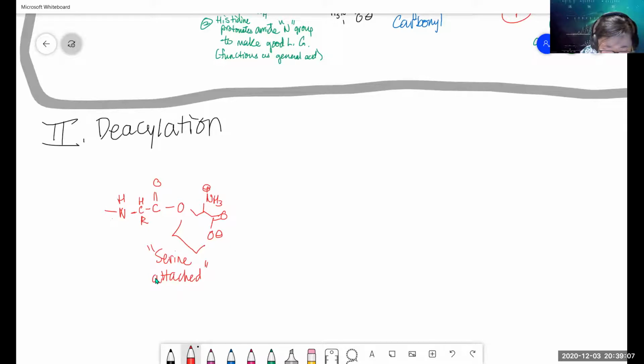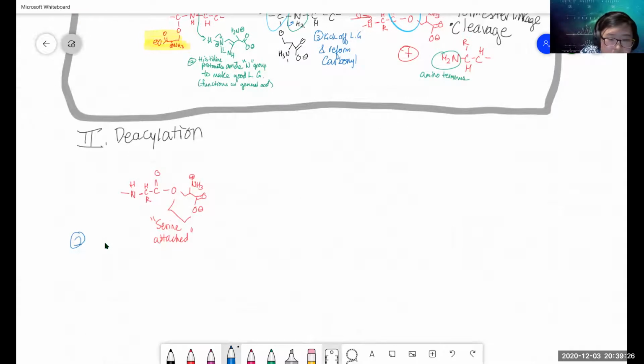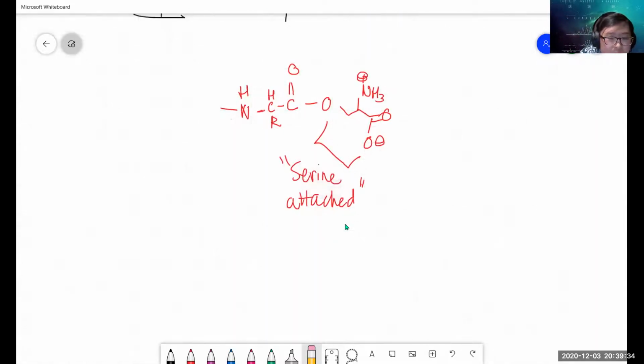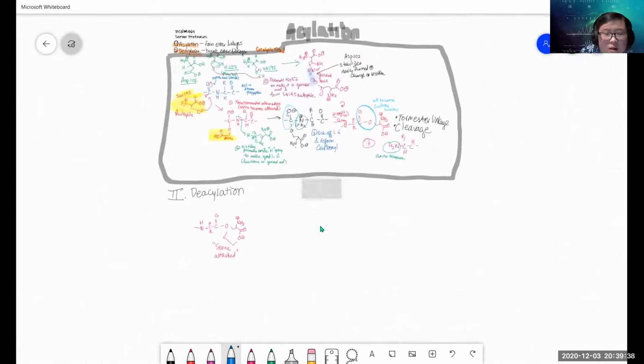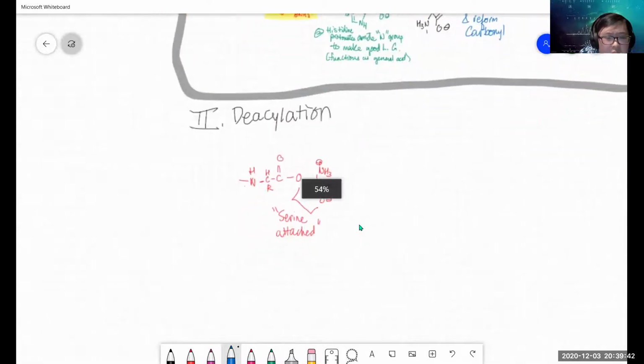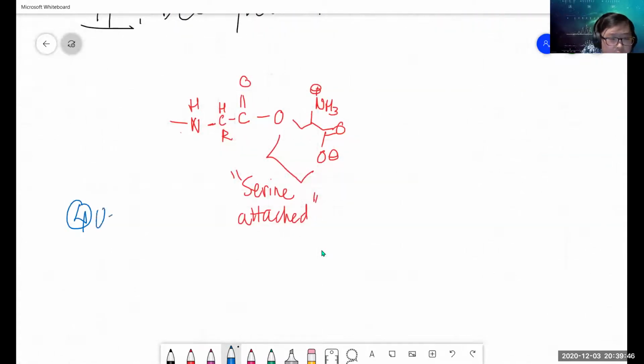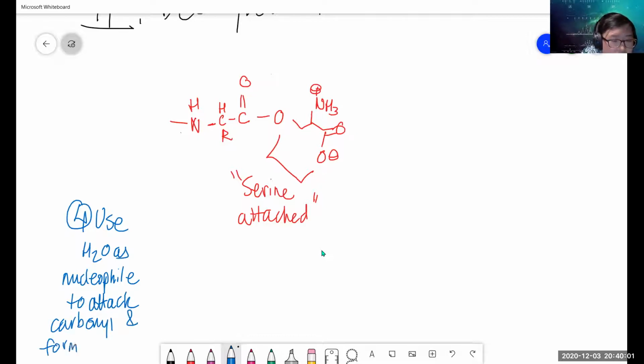I'm sorry, not tetrahedral intermediate. Or actually, yes, you form a tetrahedral intermediate, but this time, the second time, your nucleophile is actually water rather than serine, because it's a carboxy, so you just want water instead of the serine. So the second time around, now it is water. That was step 3, so I'm going to say step 4. Use water as nucleophile to attack carbonyl, I guess the ester, and form tetrahedral intermediate.